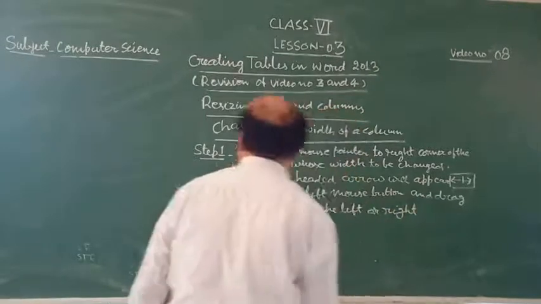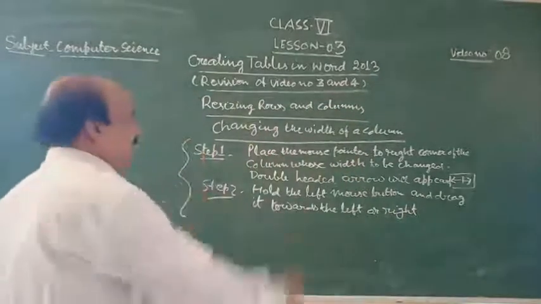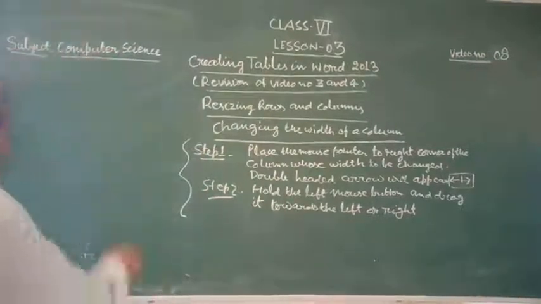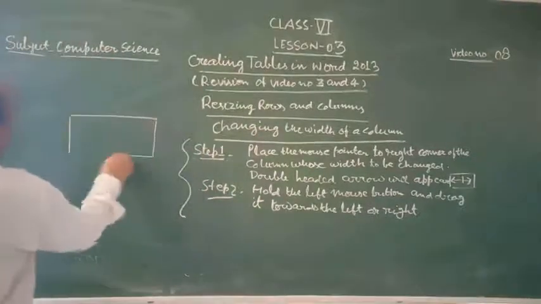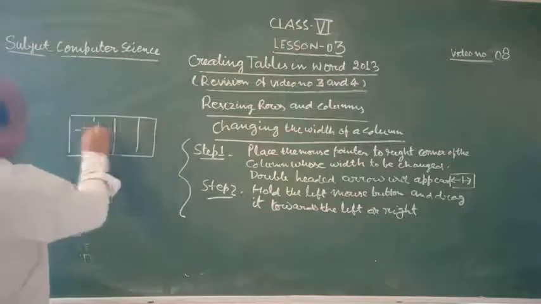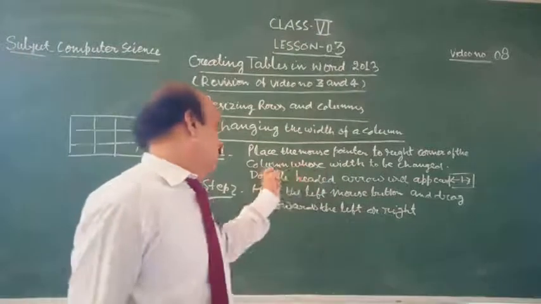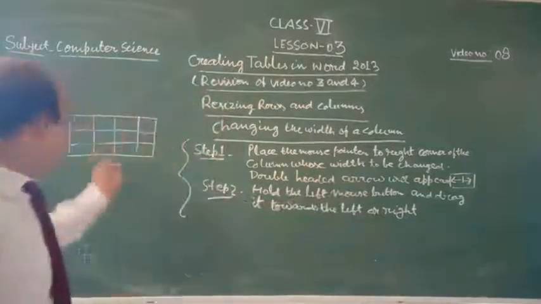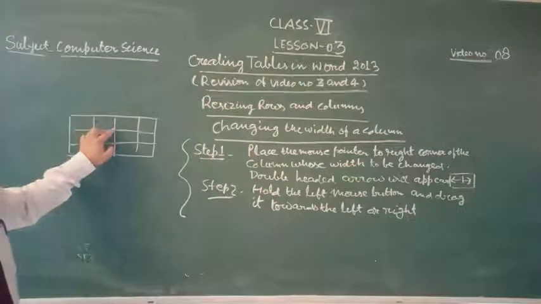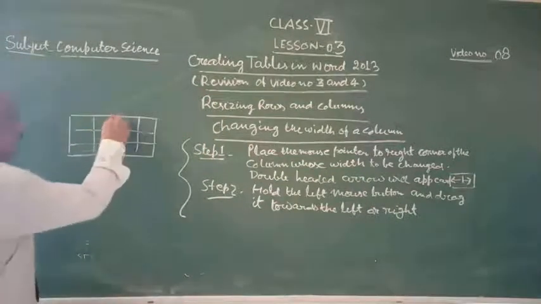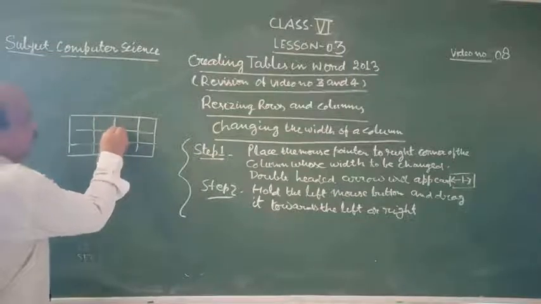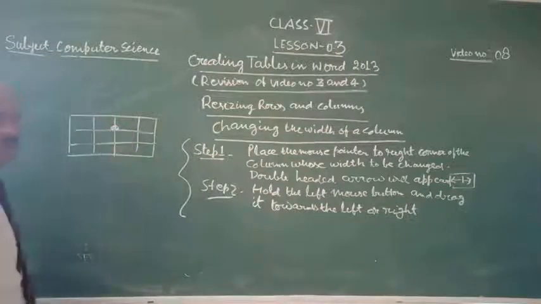Now see here, the two steps you have to use. First of all, place the mouse pointer on the column whose width is to be changed. Just imagine that you want to change it. You put the cursor here on the column, and you will see the double-headed arrow appear.